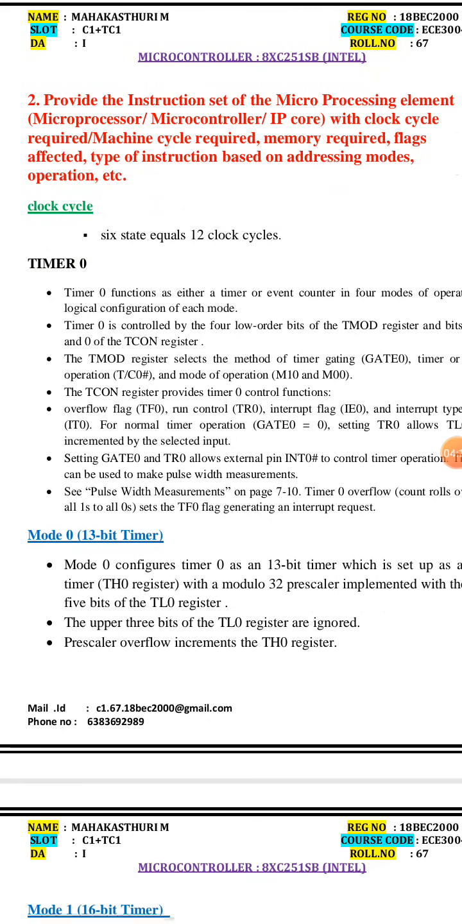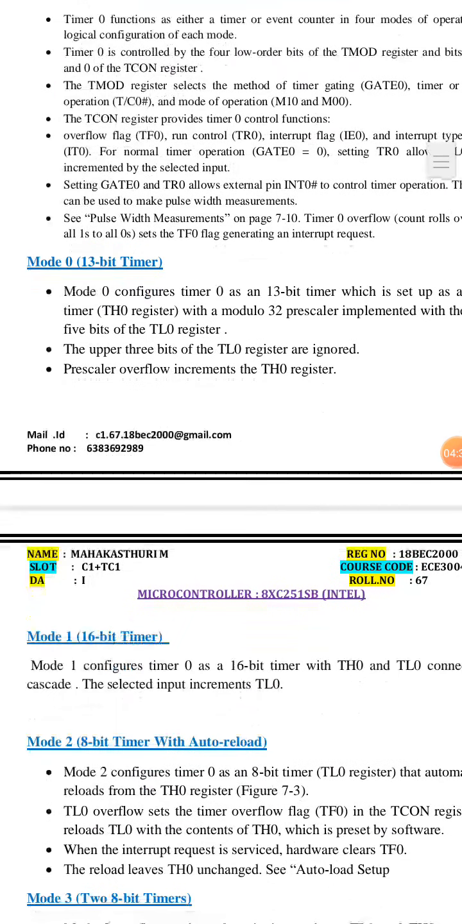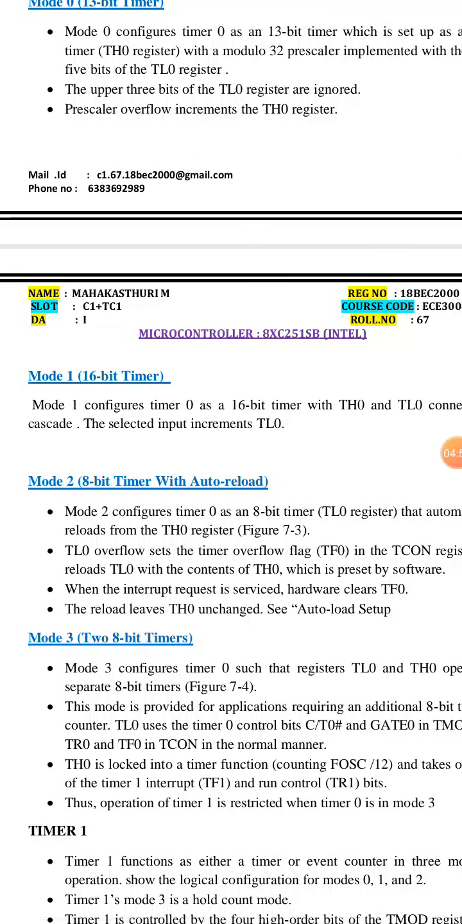And then it contains 2 timers, timer 0 and timer 1. Timer 0 has 4 modes: mode 0, mode 1, mode 2, and mode 3. So let us see timer 0. Timer 0 mode 0 is a 13-bit timer. Only 8 bits we are going to use, but the other 5 bits are a prescaler, so we don't use anything. And then mode 1. Mode 1 is a 16-bit timer, and it is not auto-reloaded. We have to reload it every time in loops.